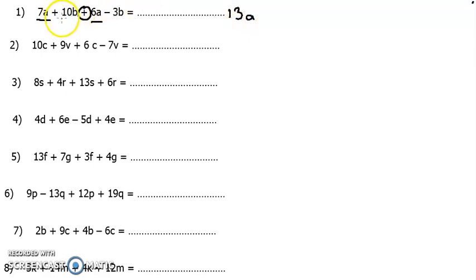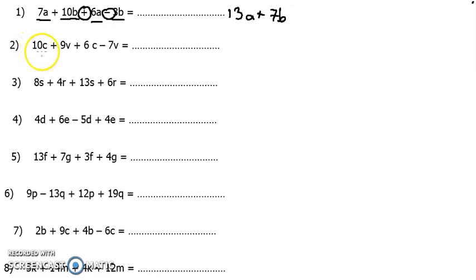And then you've got your 10b and minus 3b. So 10 take away 3 is 7. Because 7 is still a positive number and we haven't gone into any minuses yet, you're still going to put a plus. So 10b take away 3b is 7b.